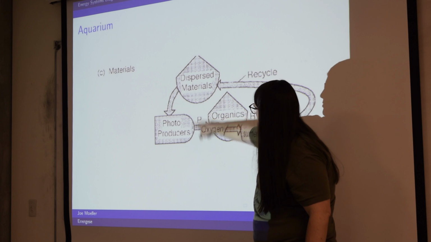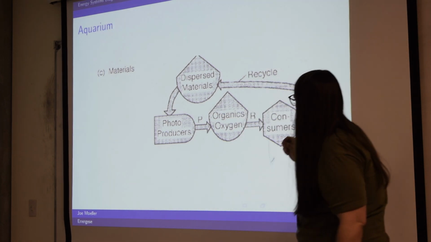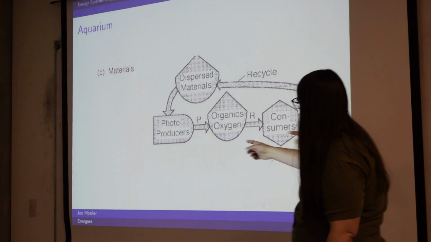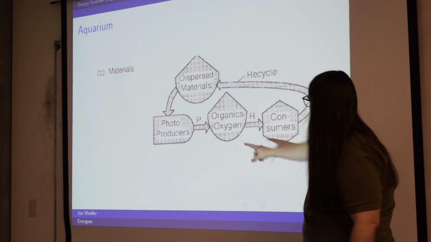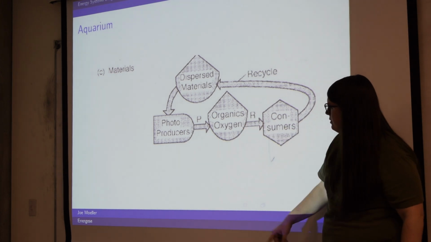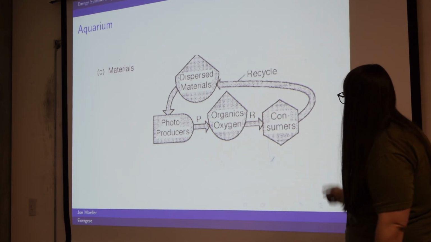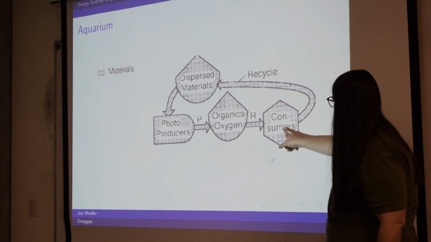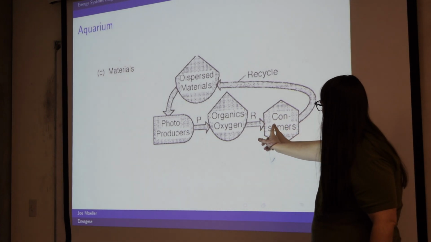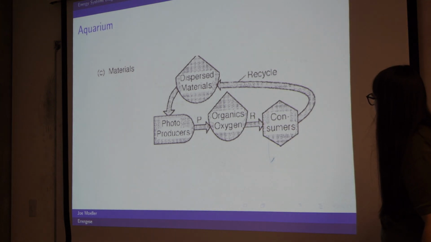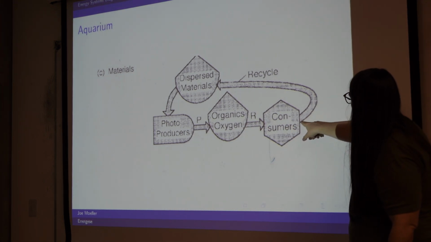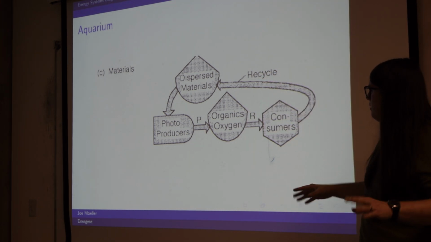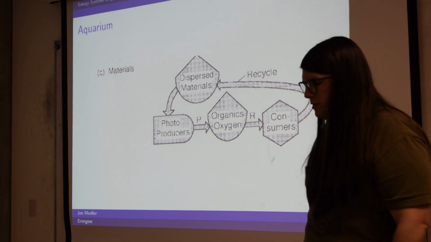And then the photo producers, so the plants probably, pick up that stuff, and they use it in this process P, which is photosynthesis. And they produce the organics and the oxygen, so the organics was the sugar. And then this process is the consumers eating that stuff or consuming it in some other way. And then that produces stuff that goes back into the dispersed materials.